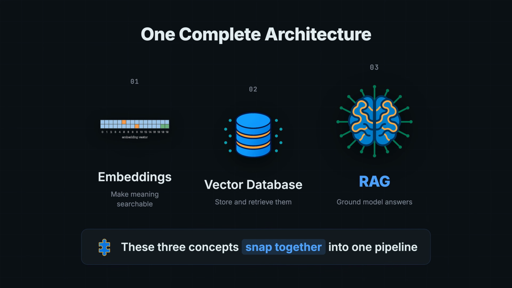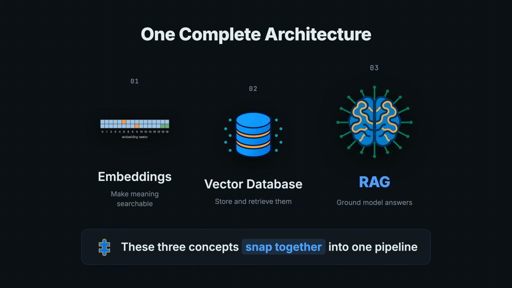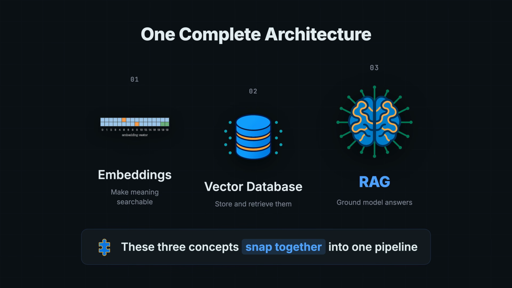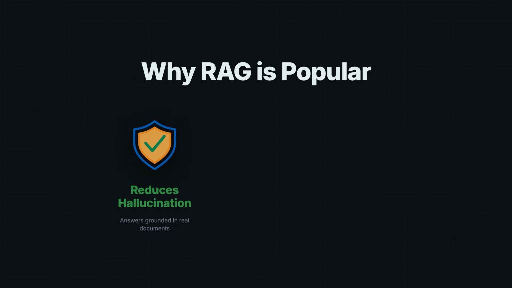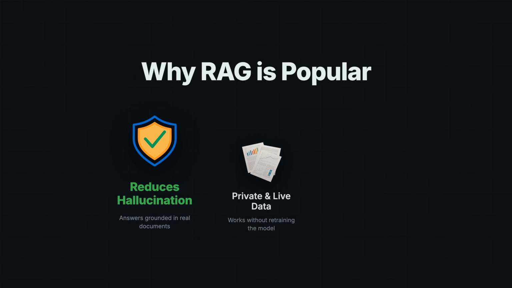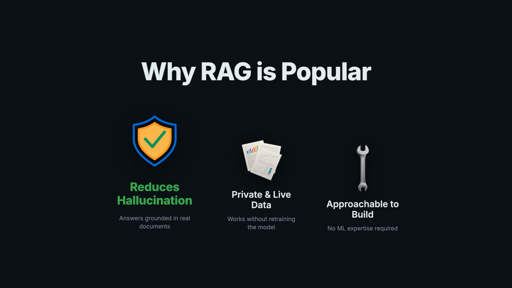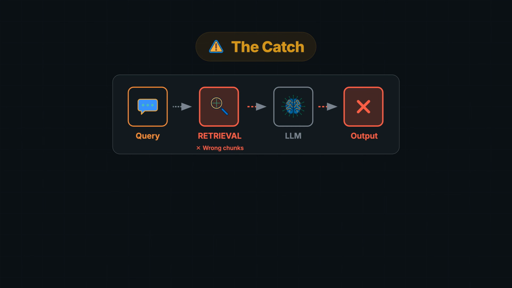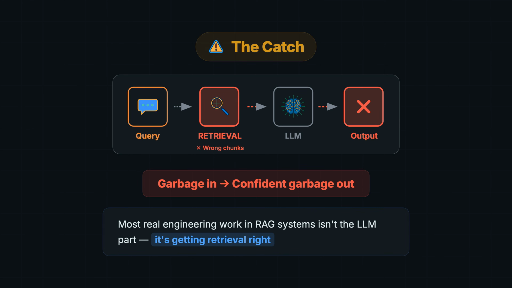Embeddings make meaning searchable. Vector databases store and retrieve them. RAG uses that retrieval to ground the model's answers. One complete architecture. RAG is popular because it reduces hallucination, works with private or fresh data without retraining, and is approachable to build. The catch is RAG is only as good as the retrieval step. Wrong chunks in means confidently wrong answers. Most real engineering work in RAG systems isn't the LLM part, it's getting the retrieval right.